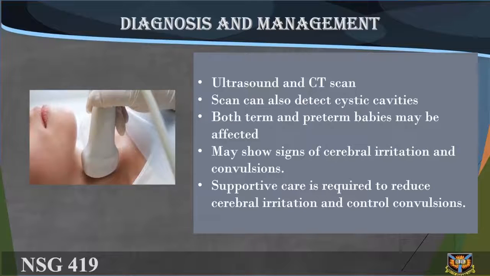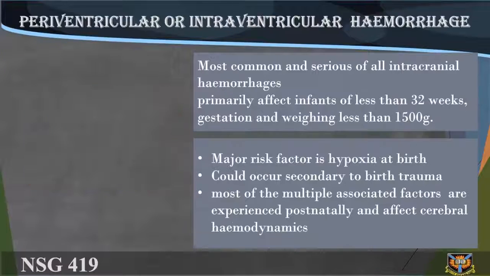Diagnosis and management. Ultrasound scanning and computerized tomography scanning are used for diagnosis. Scans can also detect cystic cavities resulting from destruction of cerebral tissues. Both term and preterm babies may be affected and may show signs of cerebral irritation and convulsions. Supportive care is required to reduce cerebral irritation and control convulsions.